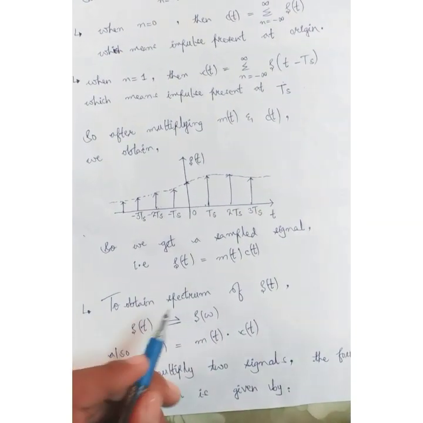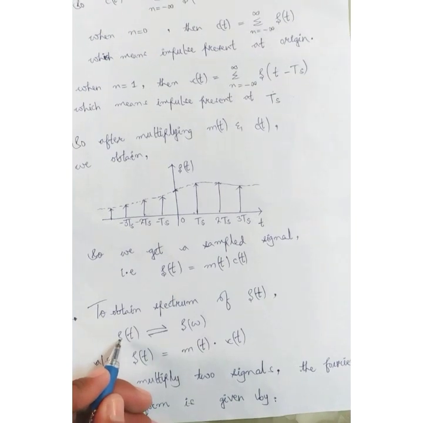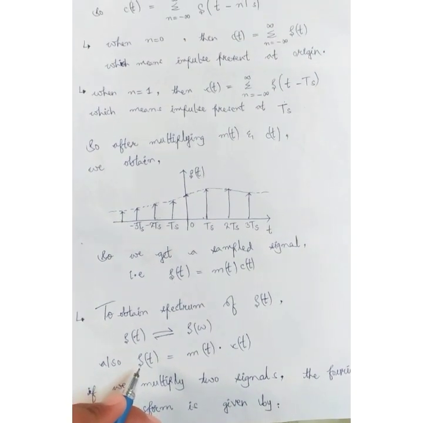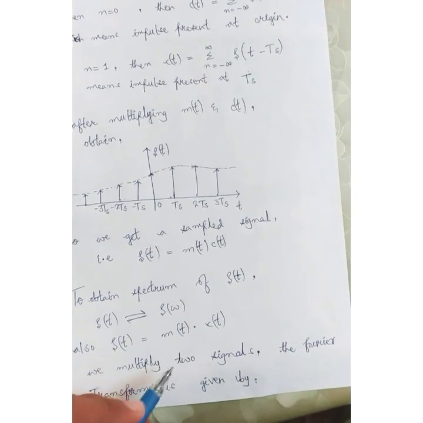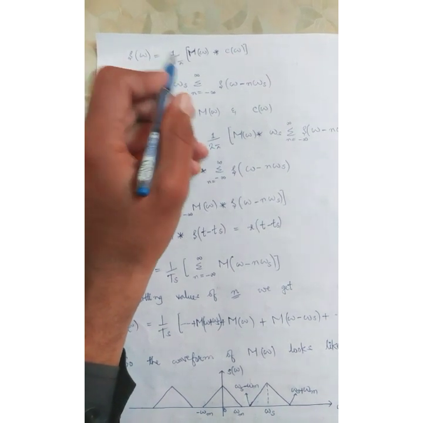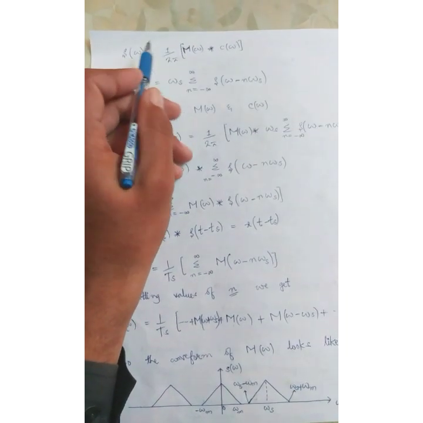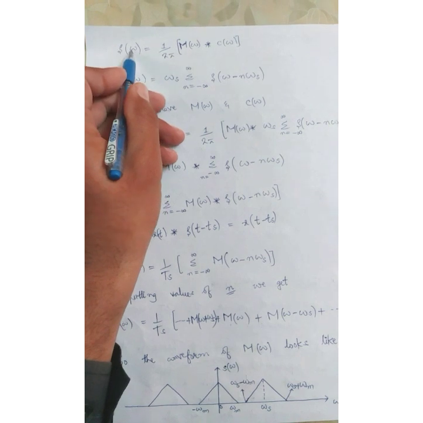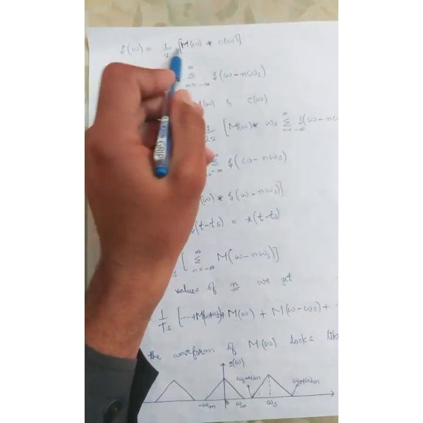Now if we want to obtain the spectrum of delta of t, we'll follow the following procedure. First of all, the Fourier transform of delta of t is given by delta of omega. As we discussed earlier, delta of t is equal to m of t into c of t. Now as we know, if we are multiplying two signals in the time domain, they would be convolved in the frequency domain. That's what we are doing here. If we multiply two signals m of t and c of t in the time domain, we obtain delta of omega is equal to 1 over 2 pi m of omega convolved with c of omega in the frequency domain.